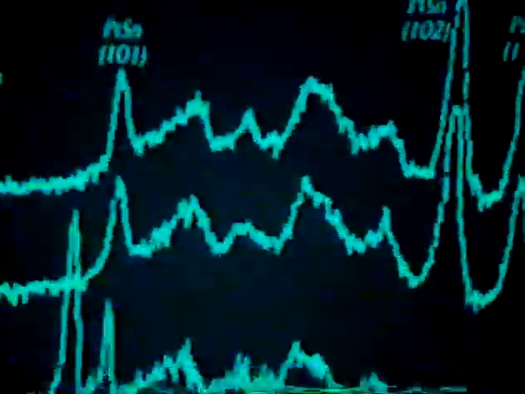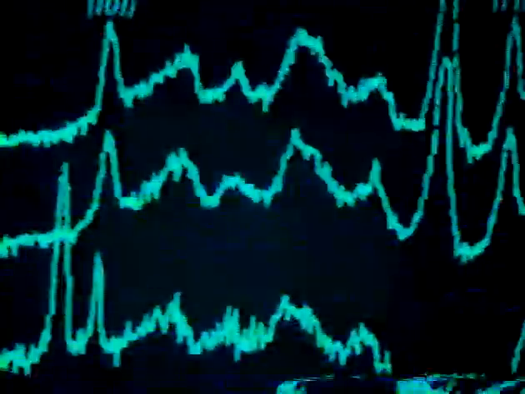This is an in situ XRD setup in which we put the sample and the cover is lowered. We can carry out the pre-treatment reduction in situ and then measure the X-ray diffraction of the sample without exposure. Next.